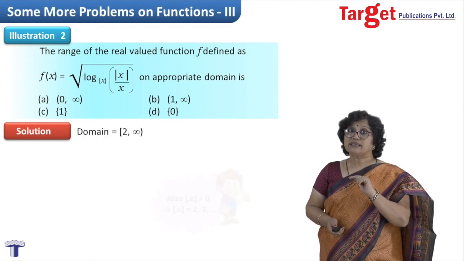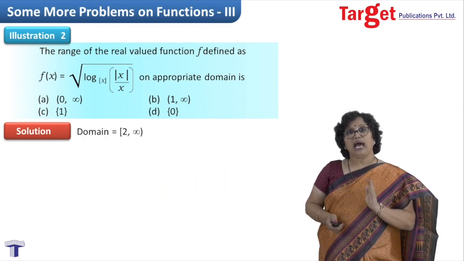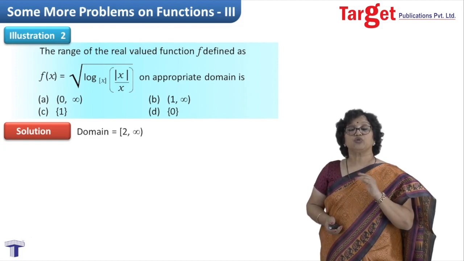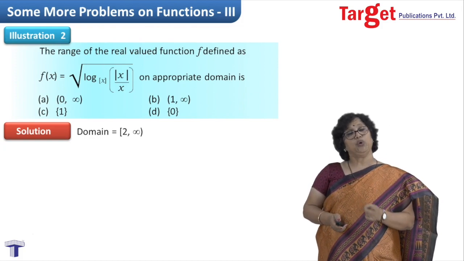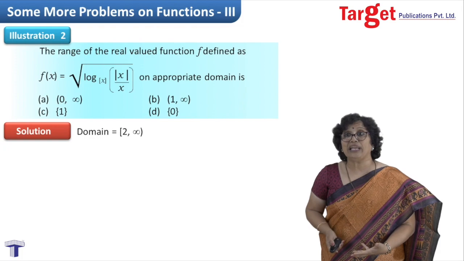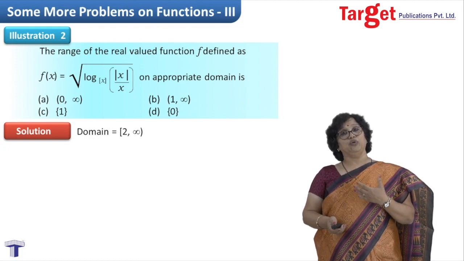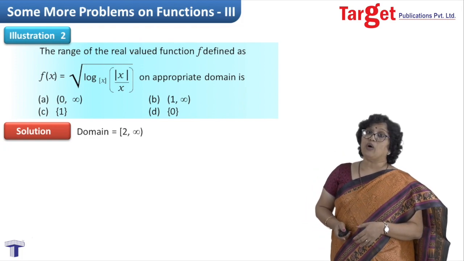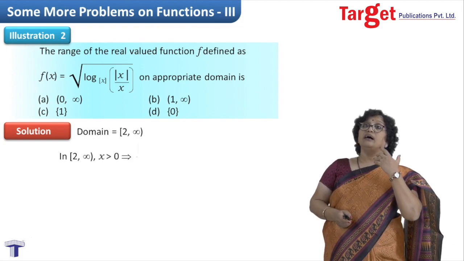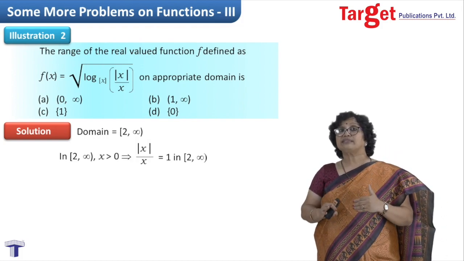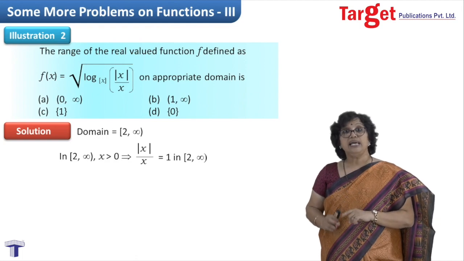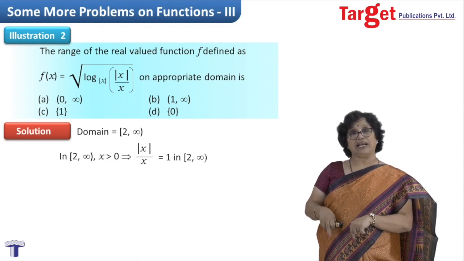So what would be x? x can take value 2 and anything above 2. So my domain is closed 2 to infinity. Now once the domain is known to you, then perhaps you would think of the range. Now in 2 to infinity, what is f(x)? Write f(x) explicitly, and for that absolute value of x upon x matters to me now.